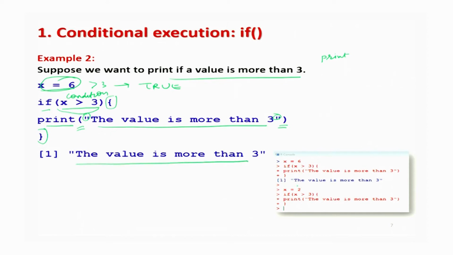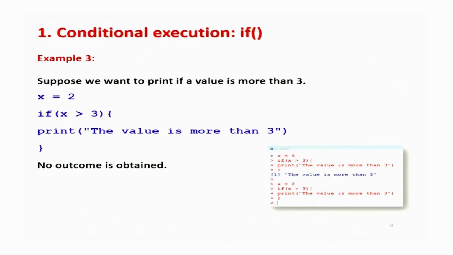So, you can see that if you take x equal to 6, it gives you this outcome, but if you take x equal to 2, it will give you no outcome. Why? Because 2 is greater than 3? No, this condition is false, right. That is the same condition I want to show you here. So, let me show you what happened with x equal to 2.